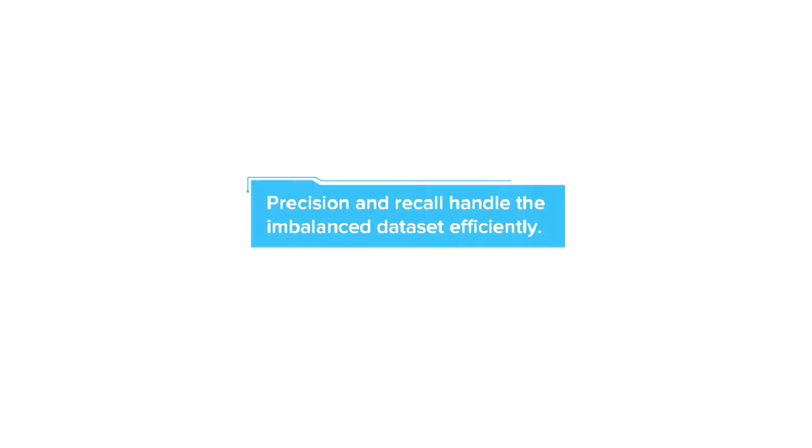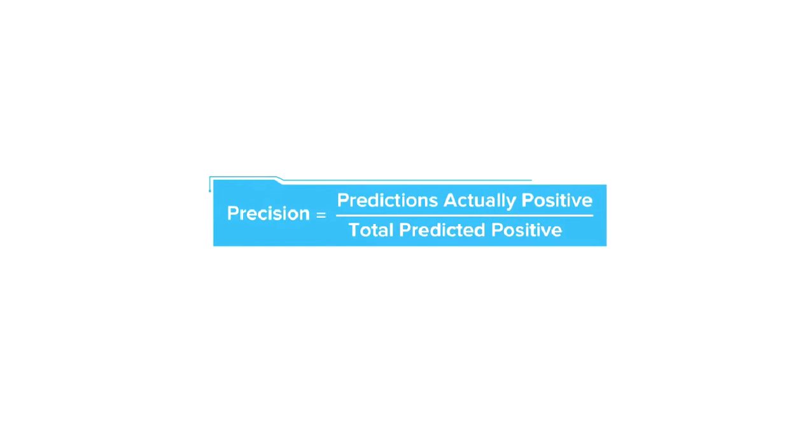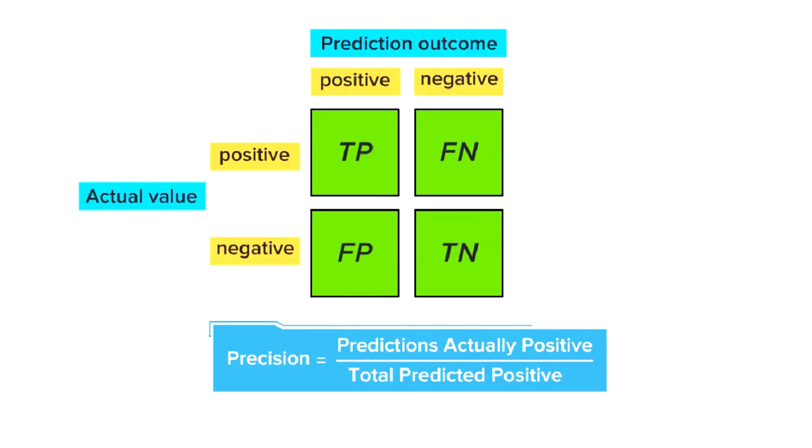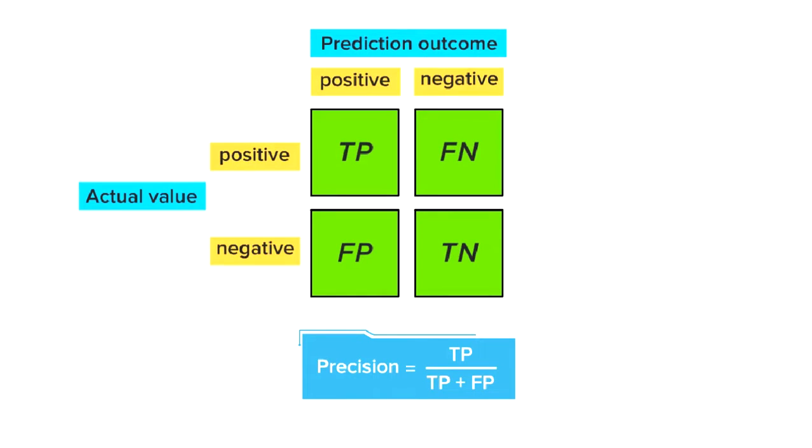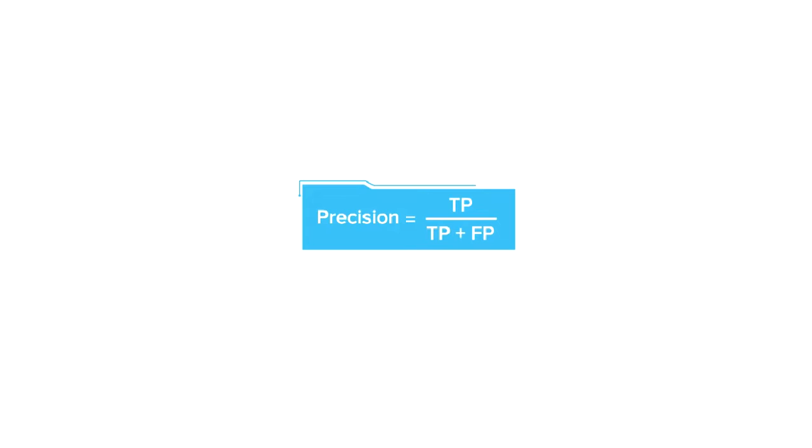Now, whenever we encounter the problem of an imbalanced dataset, we often take the help of precision and recall. This duo handles the imbalanced dataset like a breeze, depending on our requirement. Now let's look at the formula of precision first, and we will understand it in a moment. Precision is defined as the ratio of the number of positive predictions that are actually positive and the total number of positive predictions. Now using the confusion matrix, we can easily write the formula of precision. Okay, we have a formula in our list now, but how is this going to help us?